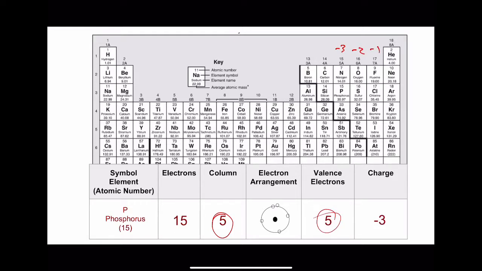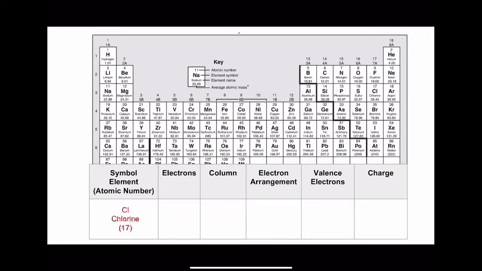Again, we do not have to calculate the charge each time. This is helpful if you forget how to label each column. But at this point, we know that we can just label the column with the appropriate charge, and that tells us what the charge is for anything in that column. Sulfur, element 16, 16 electrons, column number 6. Electron arrangement shows that we have a total of 6 valence electrons. Group matches the number of valence electrons. At this point, we're going to accept 2 and have a charge of negative 2.